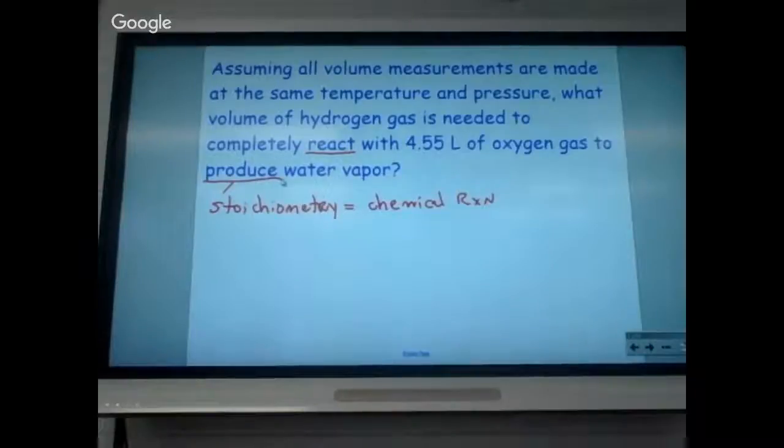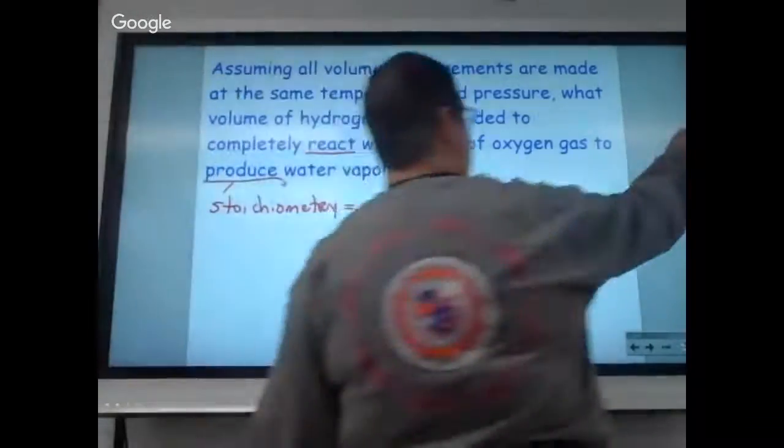Do we see how that is different? Okay. Now, do we remember how to write the balanced equation? Sort of. Sort of, okay? So produce means we write a what? We write a yield sign.